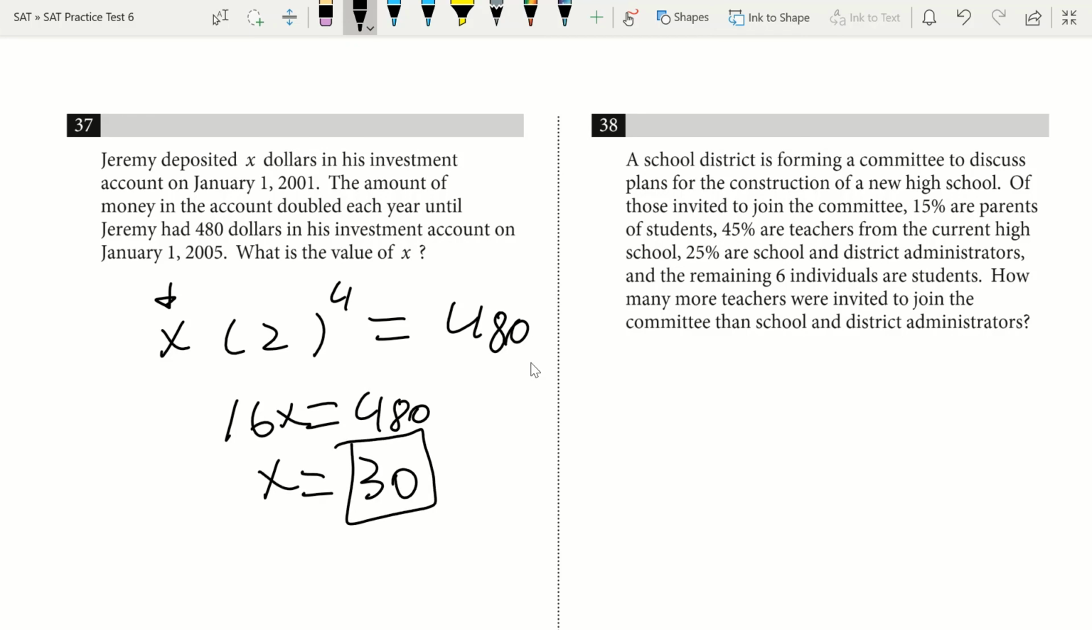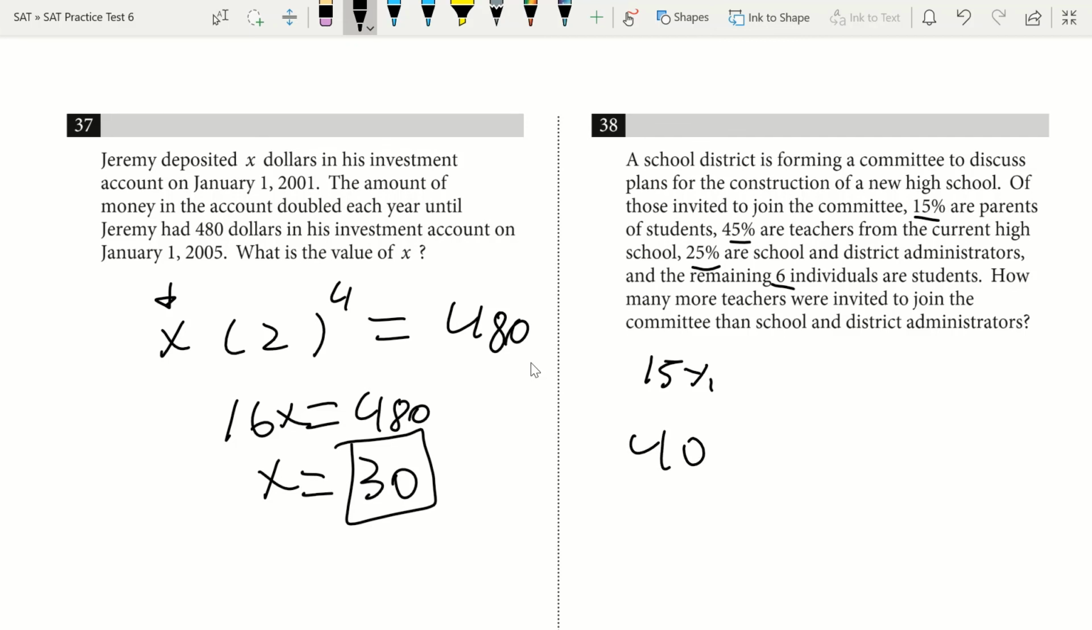All right, question 38. A school district is forming a committee to discuss plans for the construction of a new high school. Of those invited to join the committee, 15% are parents of students, 45% are teachers, 25% are school and district administrators, and the remaining 6 are students. All right, well, if I add all this up, I got 15% plus 25% is 40%, plus 45%, that's 85%. 100 minus 85% gives me 15% are students. So I'm going to take that 6 and divide it by 0.15 to get my total number of people there as 40.